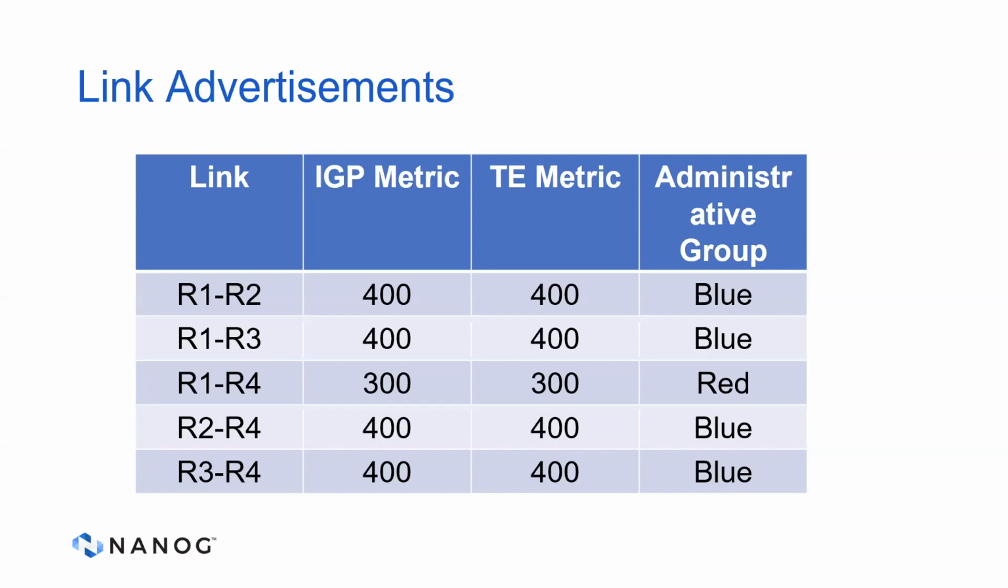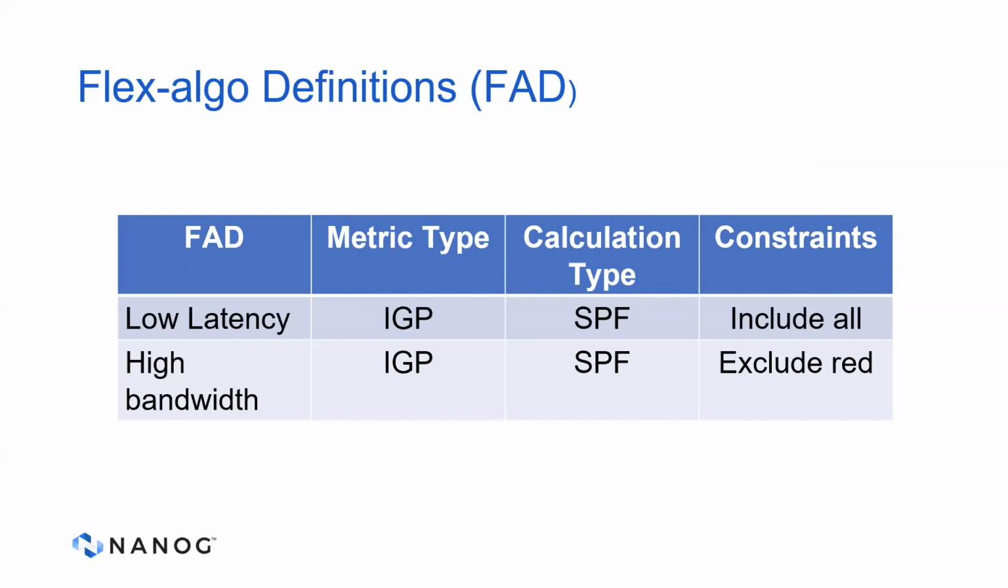And then R2 to R4 and R3 to R4 similar, 400 being the metric and the administrative group being blue. So now we define FlexAlgo. FlexAlgo will have something called FlexAlgo definitions, which will be advertised by one or two routers in the network. Basically, all the routers in the network need to understand this FAD, but the FAD will be configured on only one or two nodes in the network, so that it is operationally simpler, and then also you avoid errors.